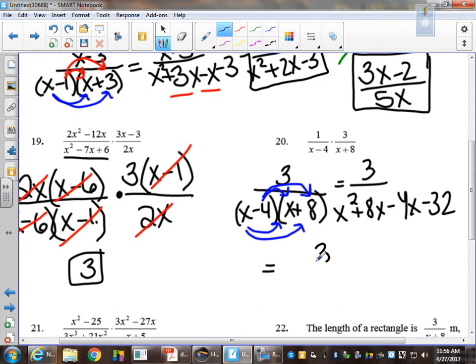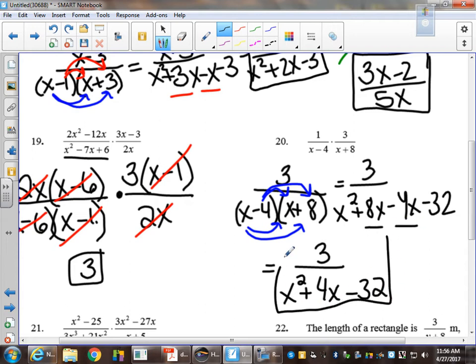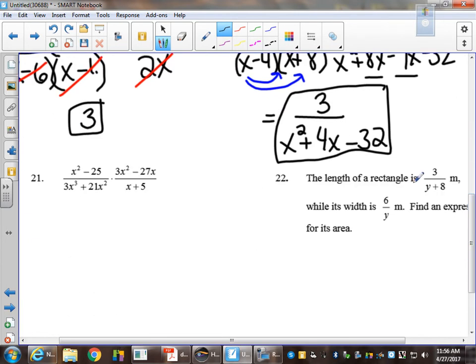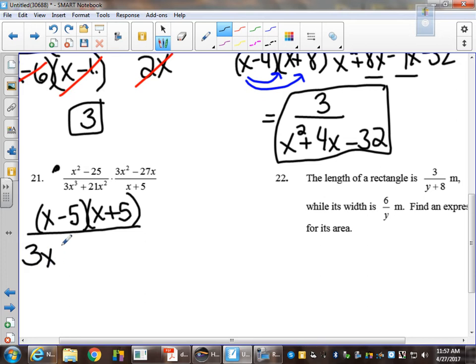Now we can simplify that. So we have 3 over x squared plus 4x minus 32. We just combined these. And that's your answer. Number 21, in the numerator, looking at our first fraction, we can factor the numerator, x minus 5, x plus 5. Our denominator, we can factor out 3x squared as our GCF. We're left with x plus 7.